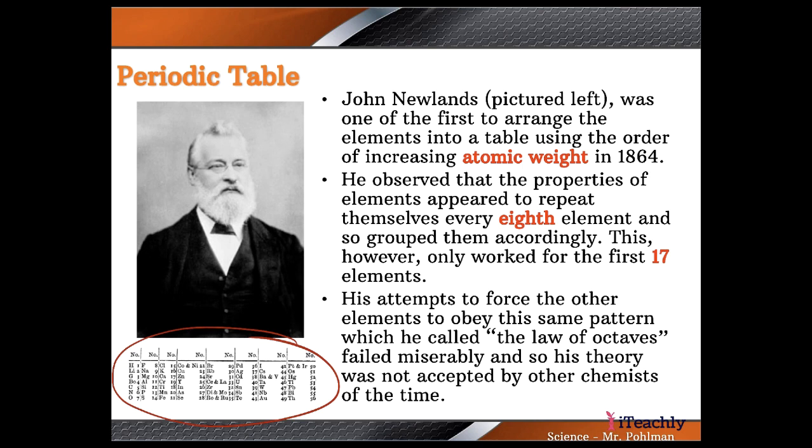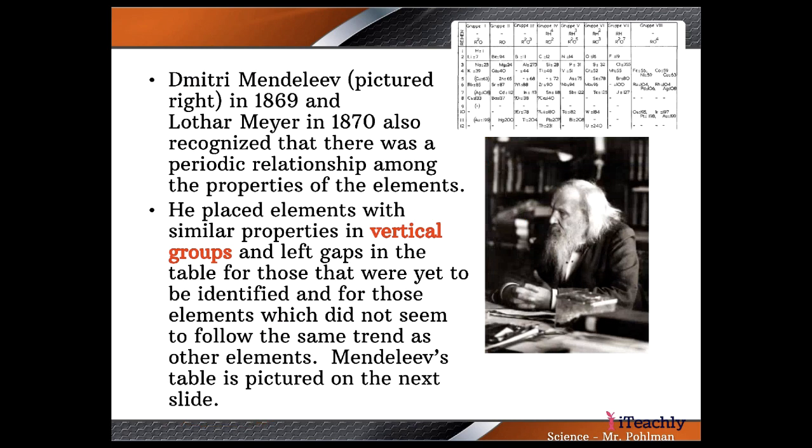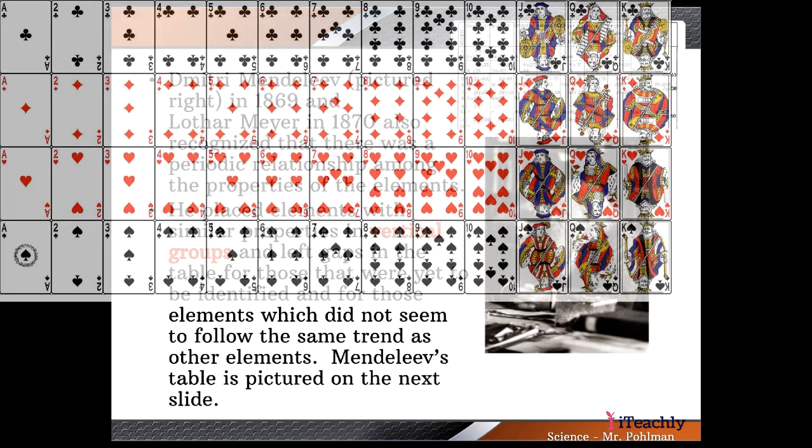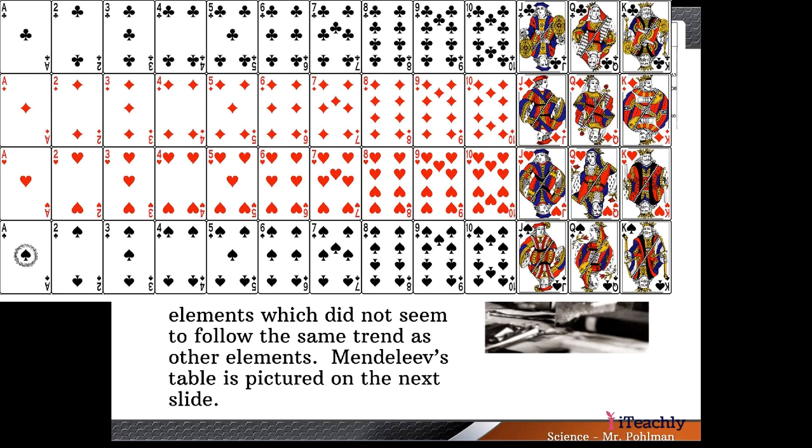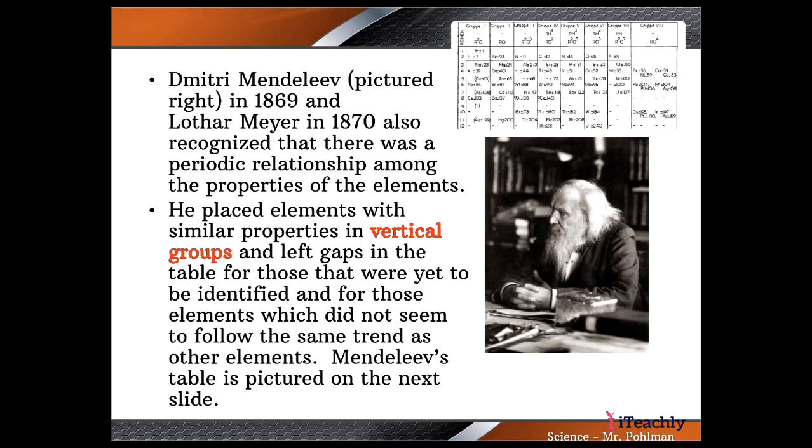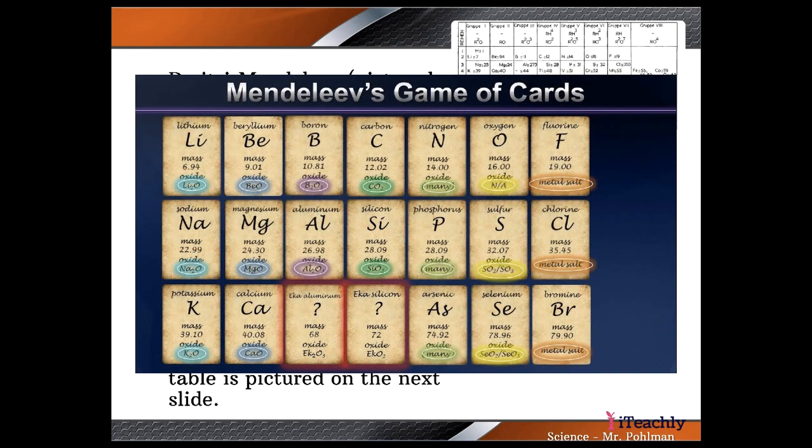Okay, so where did we go from here? Well, Dmitri Mendeleev in 1870. What he did is he organized all of the known elements at the time onto cards, kind of like a deck of playing cards. You have a deck of playing cards, from the 2 all the way to the ace in each suit. Well, he took all of the elements and put down properties of those elements onto these cards.